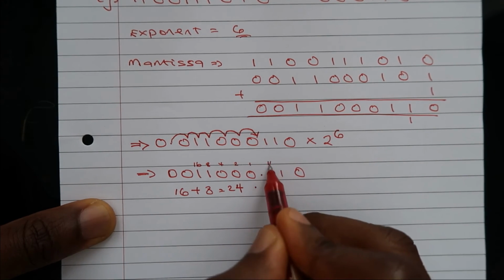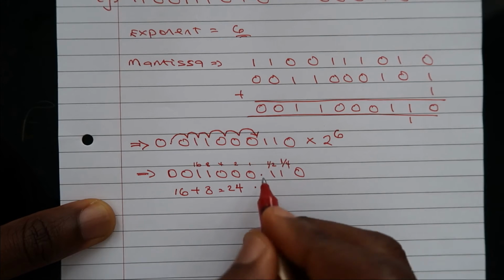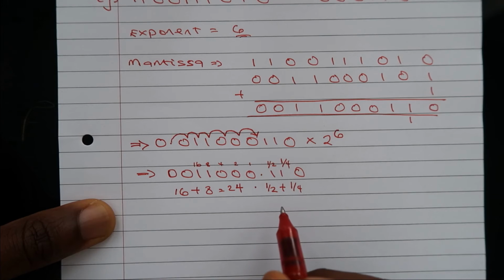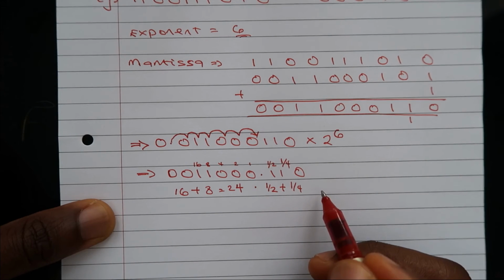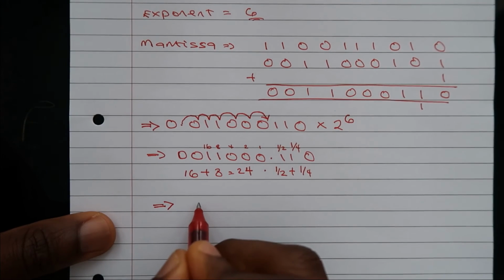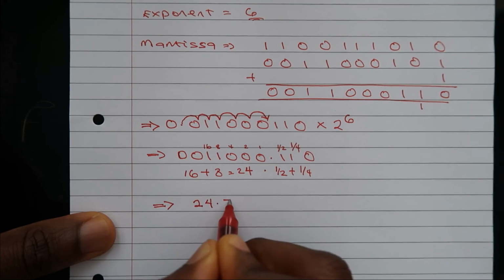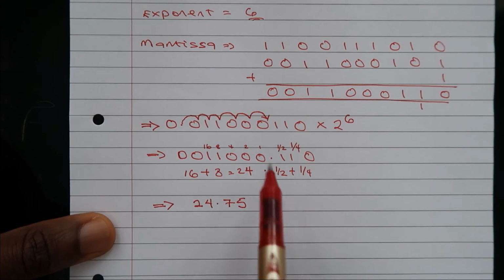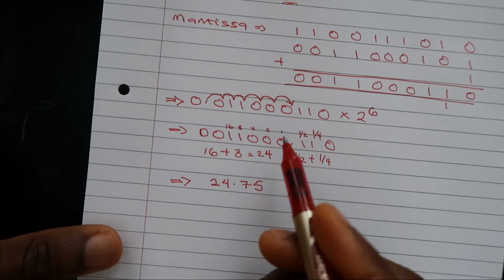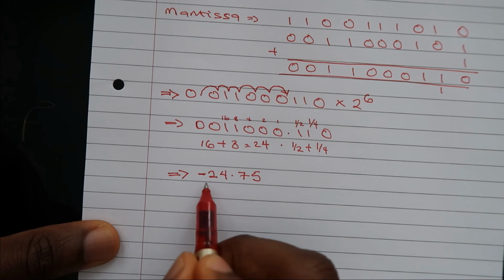Point. That's 1 over 2. That there is 1 over 4. So point 1 over 2 plus 1 over 4. And 1 over 2 plus 1 over 4 is 0.75. So it means that our final answer is 24.75. Now remember that our mantissa is a negative value. It means that our final answer here would have to be minus 24.75.